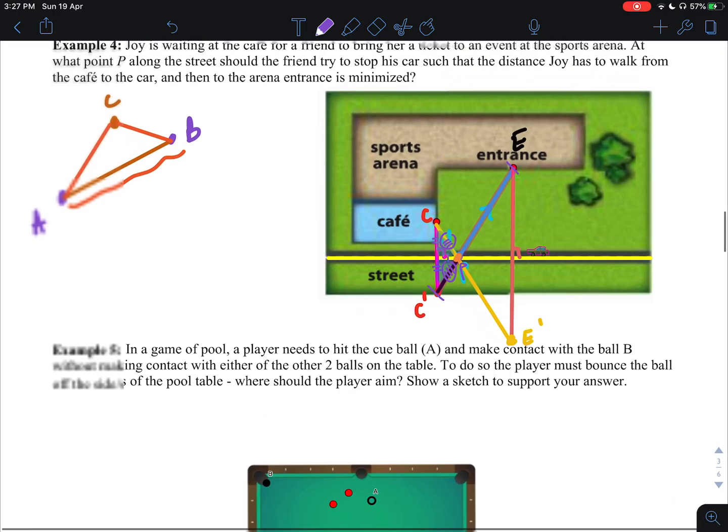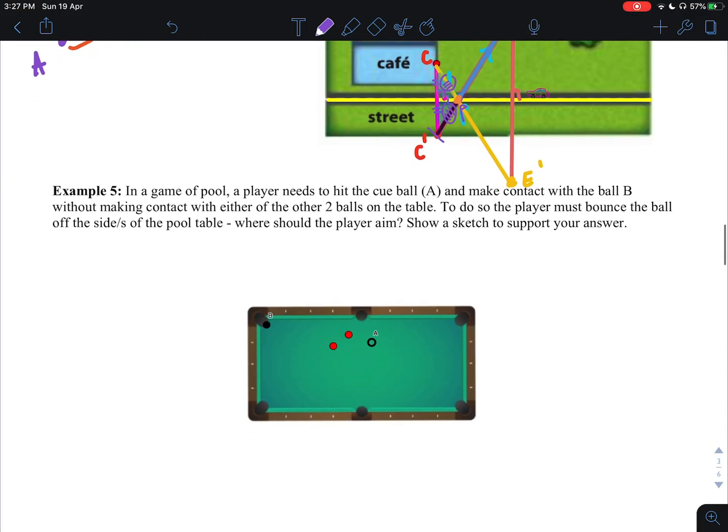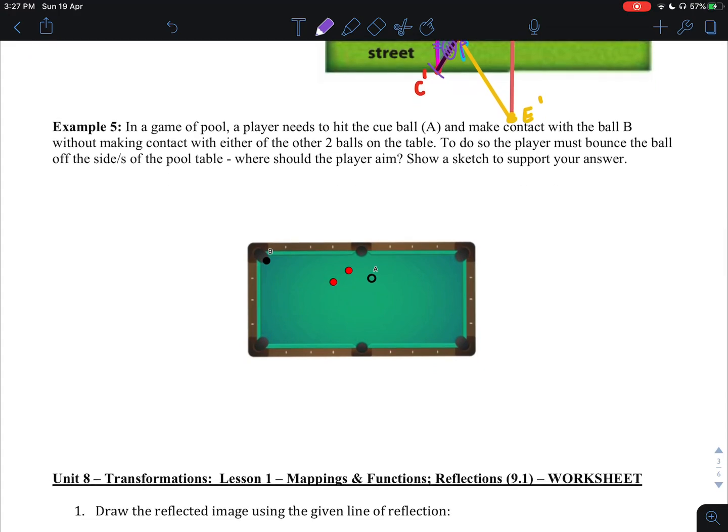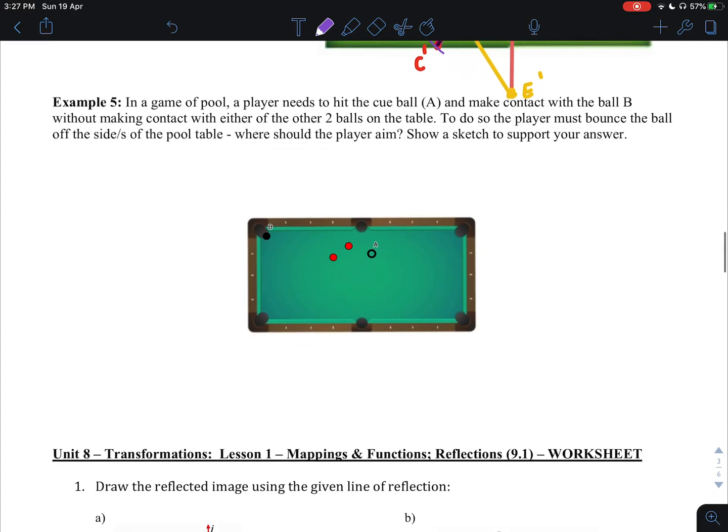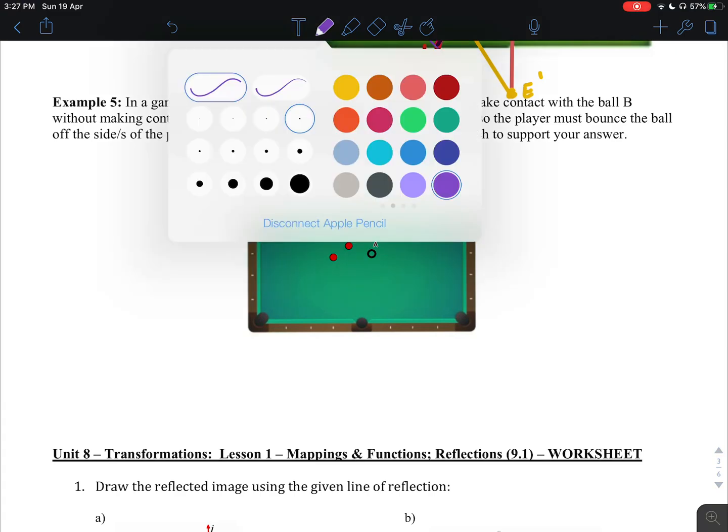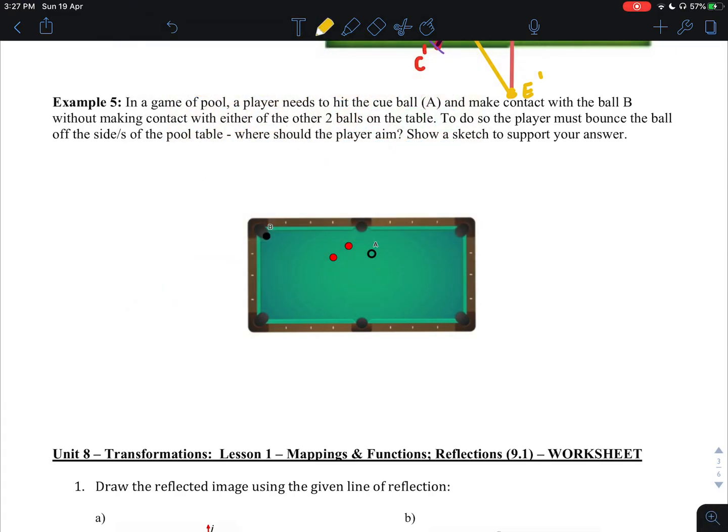Okay, all right, now we're going to do a second example which uses a similar conceptual idea, but this particular example is less concerned about the distance traveled and more concerned about the path that we're going to take. I'm playing a game of pool. I'm trying to get ball A, my cue ball, to hit ball B into the pocket so that I can win the game. As you can see, those two red balls are in the way, and I'm not allowed to make contact with either of those balls. Otherwise, I'm not going to win the game.